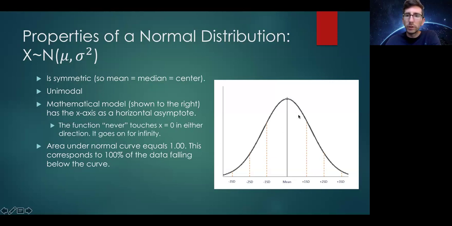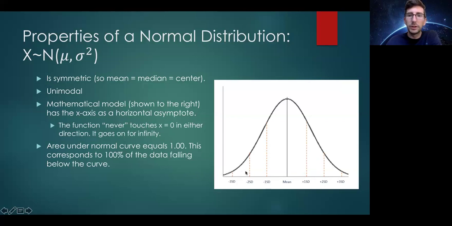It's unimodal, it only has one hump. The mathematical model, which is shown to the right, has the x-axis as its horizontal asymptote. All that means is that this line never touches the x-axis. So if this is our x-axis, this is y, and this is where x is equal to 0. This line just goes on and on forever to infinity, in the negative direction and the positive direction, without ever touching 0.